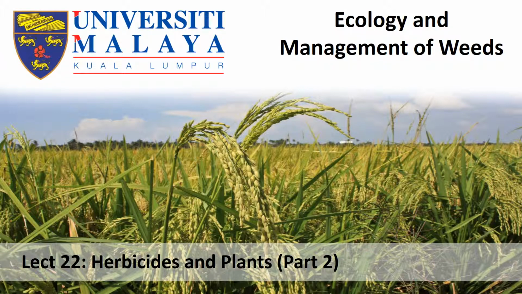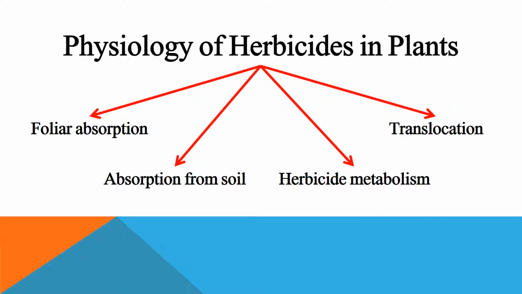Okay, the second part of herbicides and plants. Most herbicides must enter plants and reach an appropriate site of action before toxicity is expressed. Successful herbicide action requires herbicide absorption, translocation in the plant, and avoidance of detoxification, which means loss of activity prior to an attack at the molecular level on some process vital to plant growth.